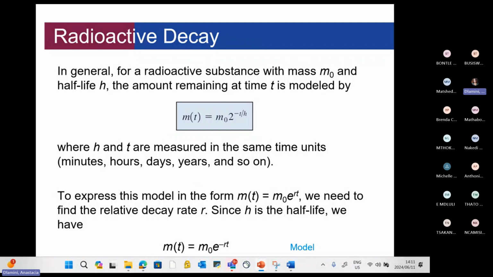Guys, do you remember the bacteria, the doubling? When we looked at exponential growth, when we were looking at doubling, we said our N of t was equal to N0 times 2 to the power of t over a, because it was doubling. And we found that this was because of 2 to the power of t. Do you remember that?